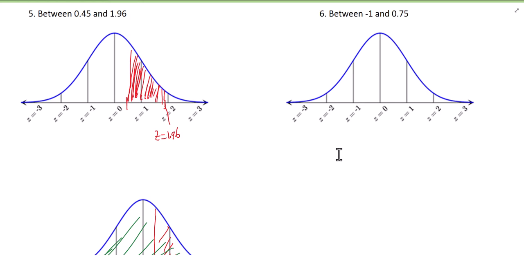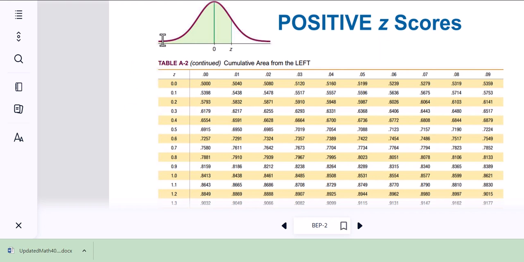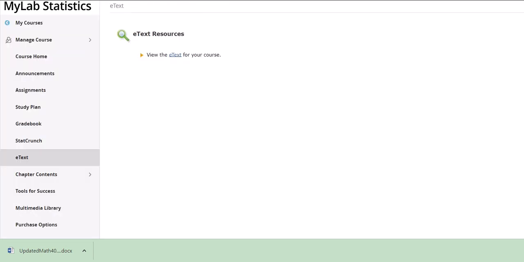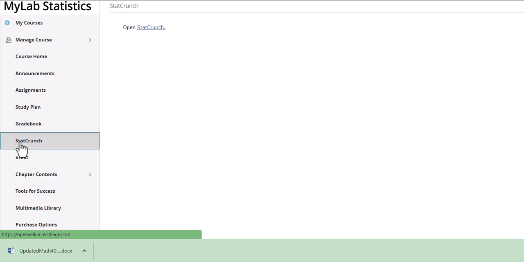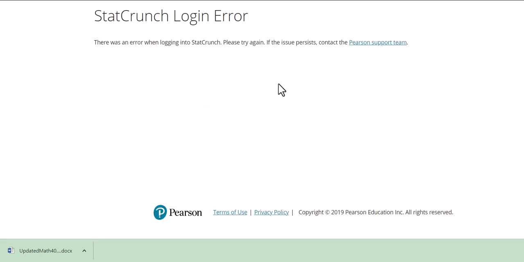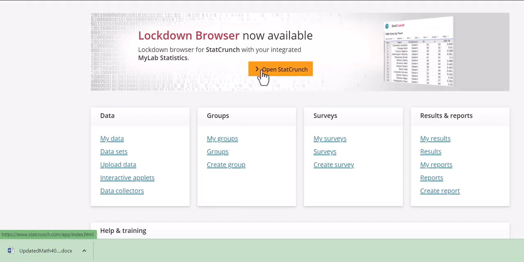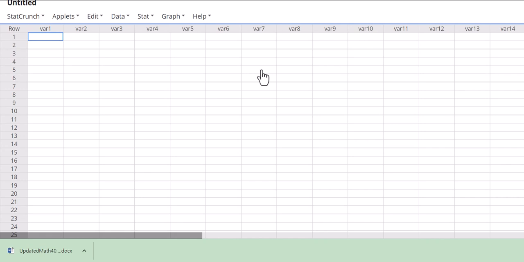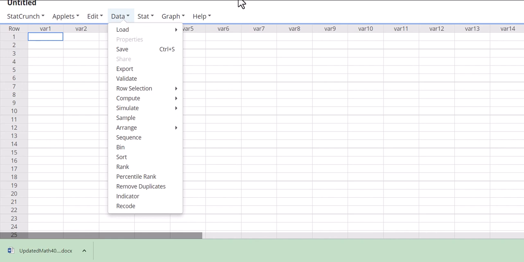All right, now that you've unpaused and you want to see how to do it in StatCrunch, we'll go back to our textbook, and actually we'll just go back one window over to my math lab, and instead of the e-text, we're going to go to StatCrunch. So we're going to open StatCrunch and just go to the StatCrunch website. So click on that. Let me log in real quick. Okay, so click open StatCrunch.